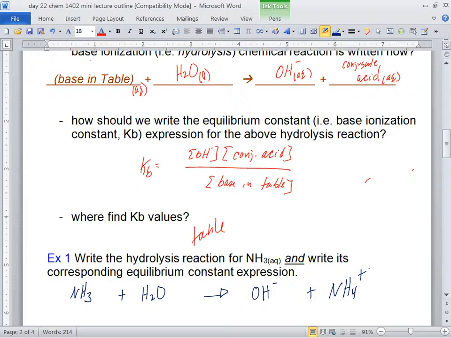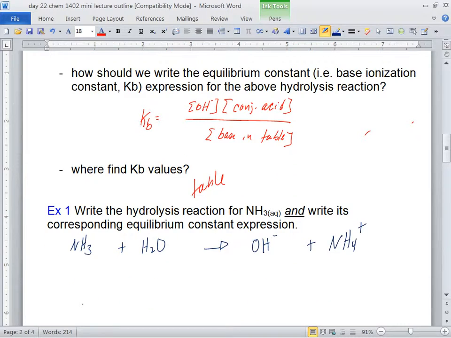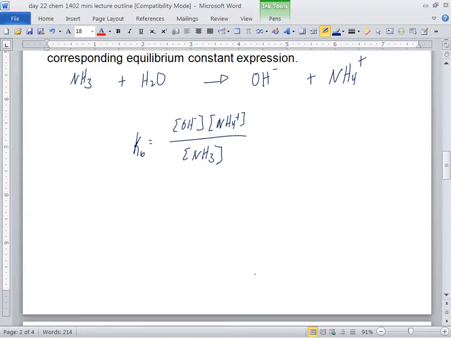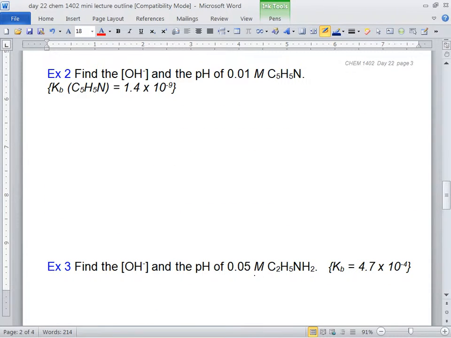Okay? And let's see. Oh, we need the KB expression. Steph, how would you write that? KB equals the concentration of OH times the concentration of NH4 over NH3 concentration. Perfect. All right, products over reactants. Leave out pure liquids and solids. Okay, so here we go.